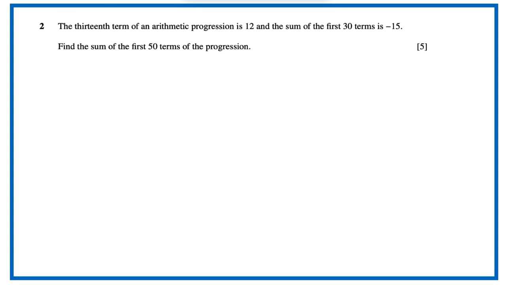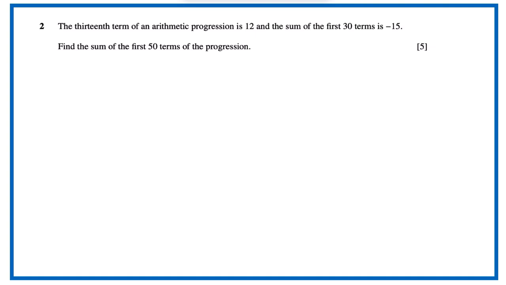So let's have a look at what this question is telling us to do. The 13th term of an arithmetic progression is 12 and the sum of the first 30 terms is minus 15. Find the sum of the first 50 terms of the progression. So this is a series question.